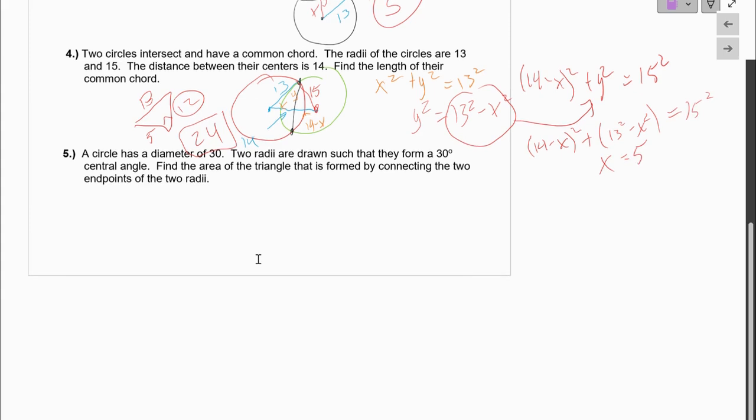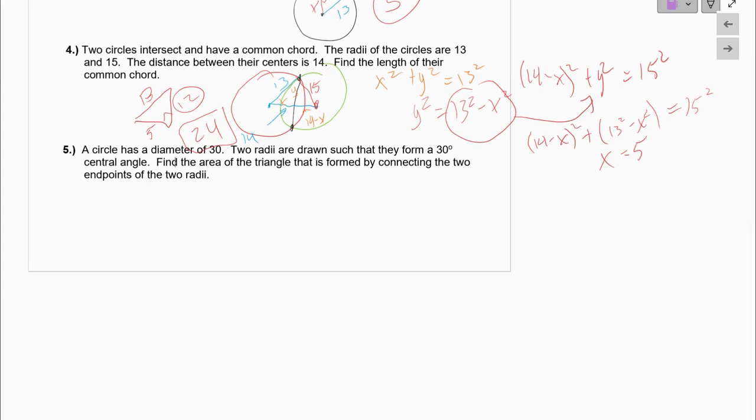Okay. All right, number 5. We look at this. A circle has a diameter of 30. Two radii are drawn such that they form a 30-degree central angle. So 30 degrees here. Radii, which means half of the diameter. Find the area of the triangle that's formed by connecting the two endpoints. So we want to find the area of this triangle here.